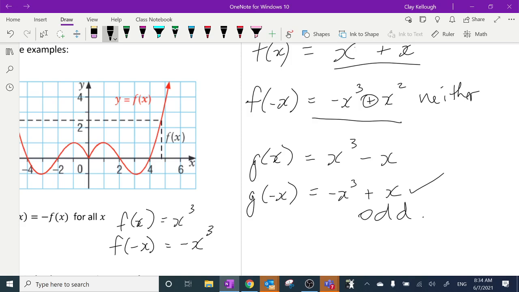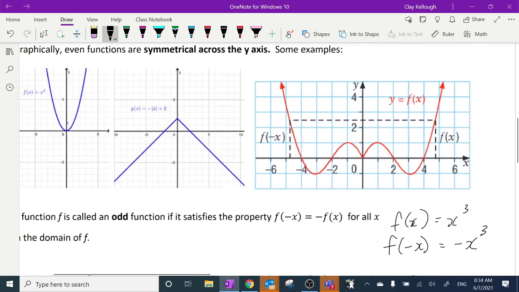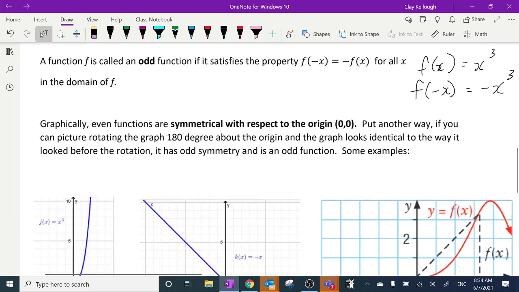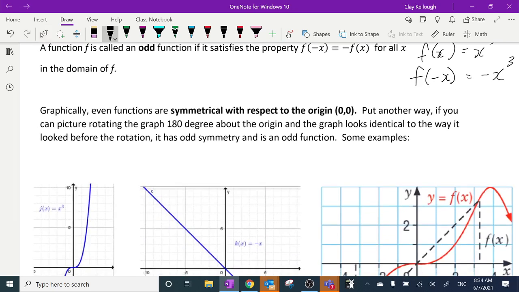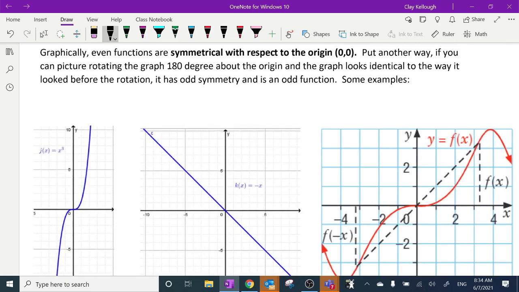And graphically, odd functions have symmetry too, but it's a little harder to explain and demonstrate. An odd function is symmetrical with respect to the origin. It's symmetrical around a single point. Put another way, if you can picture rotating the graph 180 degrees about the origin, and the graph looks identical to the way it looked before the rotation, it has odd symmetry and it's an odd function.